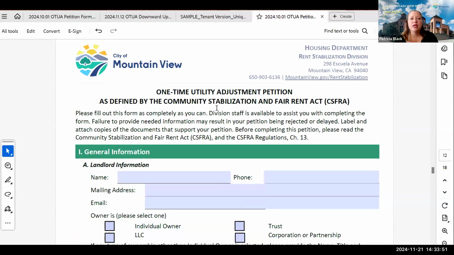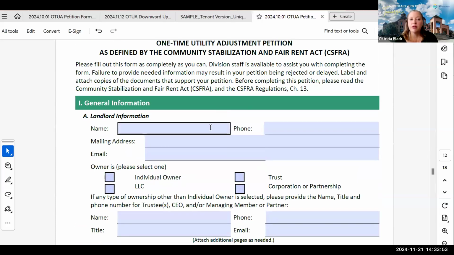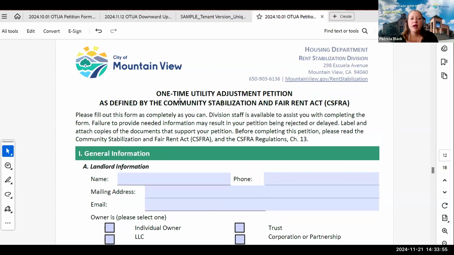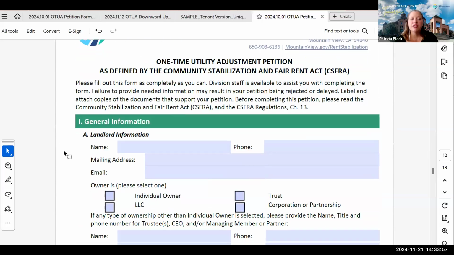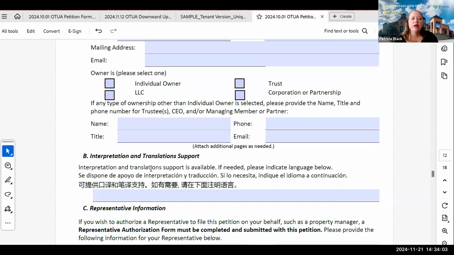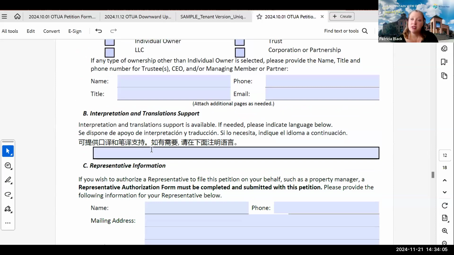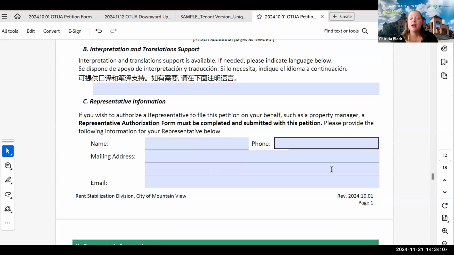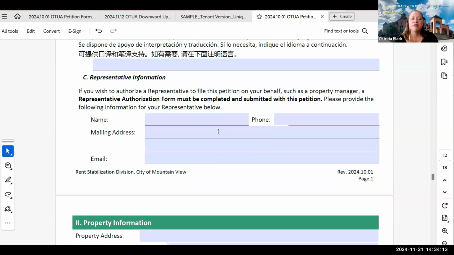Okay, skipping over this. This is what the actual form looks like. You're going to go ahead and start to fill out the general information by providing the landlord's information, what type of owner they are, and if interpretation and translation support is required. If you are a representative, like I mentioned before, you must complete the authorization form and fill in this information.